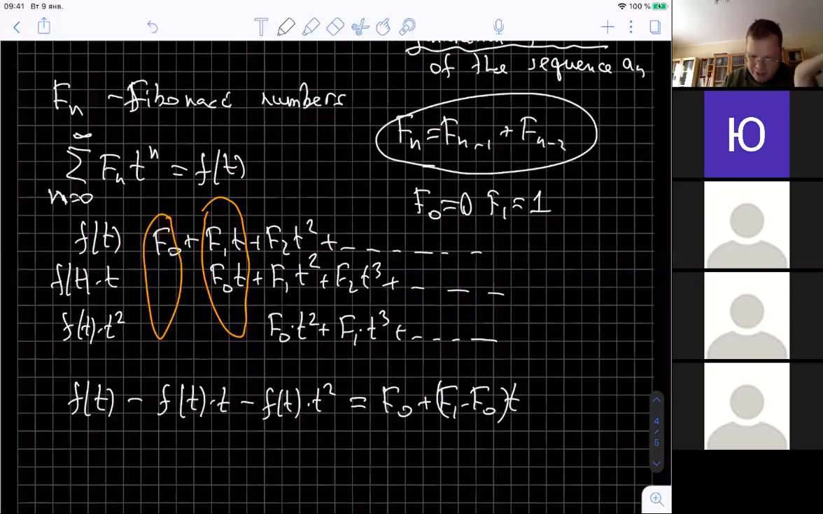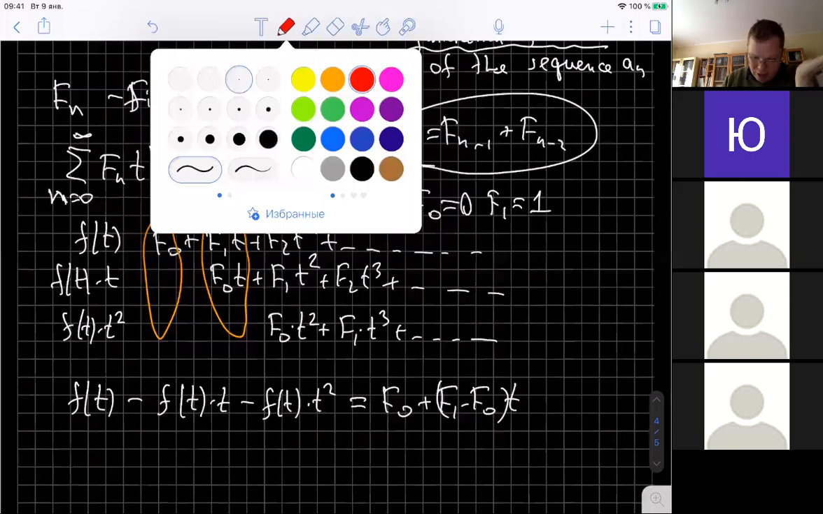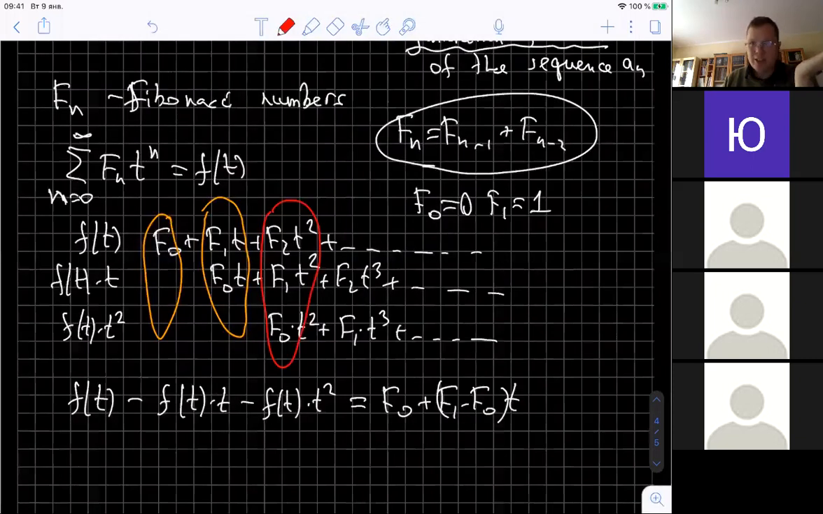And you're right that from the second power, this all will be cancelled because we have f2 minus f1 minus f0. Here we'll have f3 minus f2 minus f1 and so on. So this all will be cancelled, and so this will be the answer. So here we'll have just t.